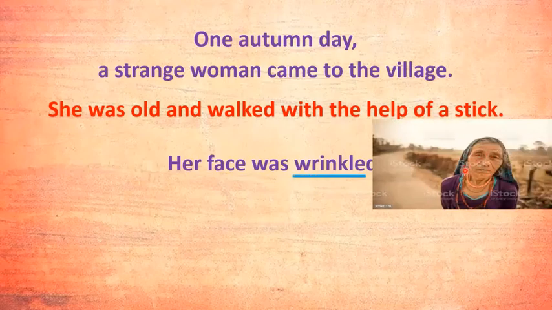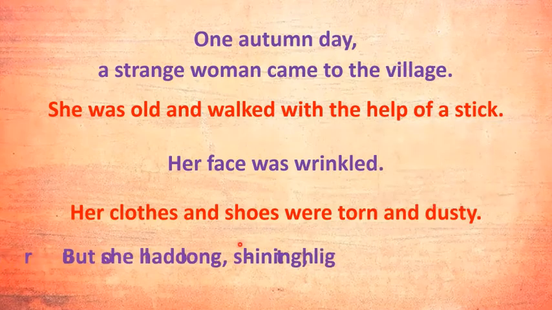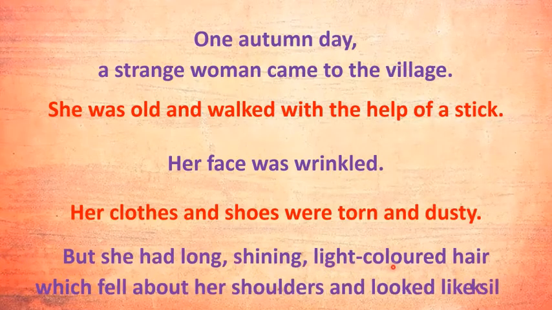And her face was wrinkled. See, her face was wrinkled. Wrinkled means the skin comes together. Her clothes and shoes were torn and dusty. But she had long, shining, colored hair, which fell about her shoulders and looked like silk. Yes, her hair was very nice. It seems it is shining.